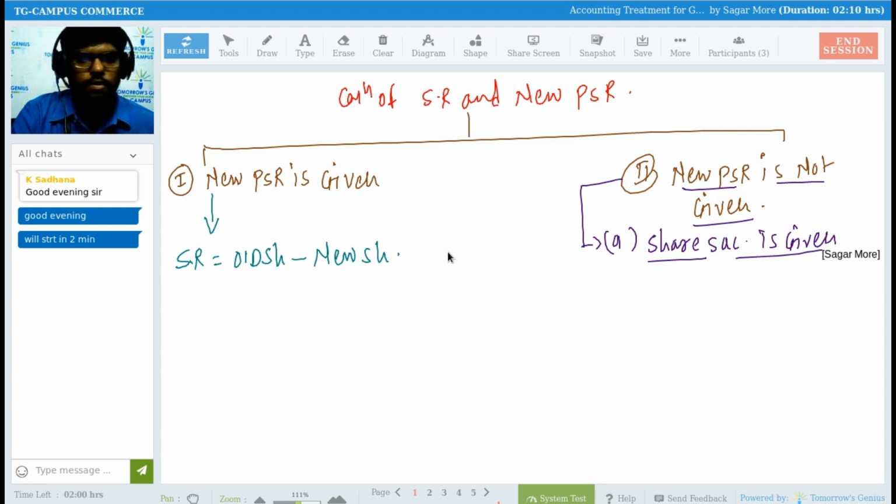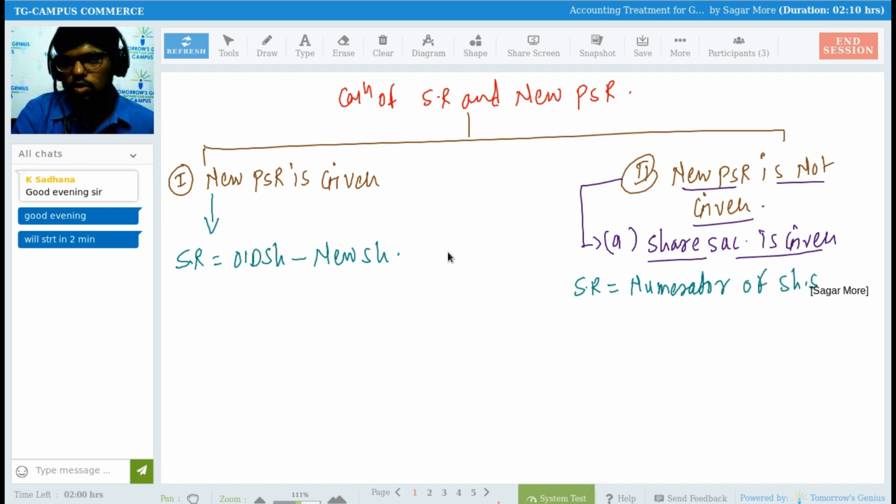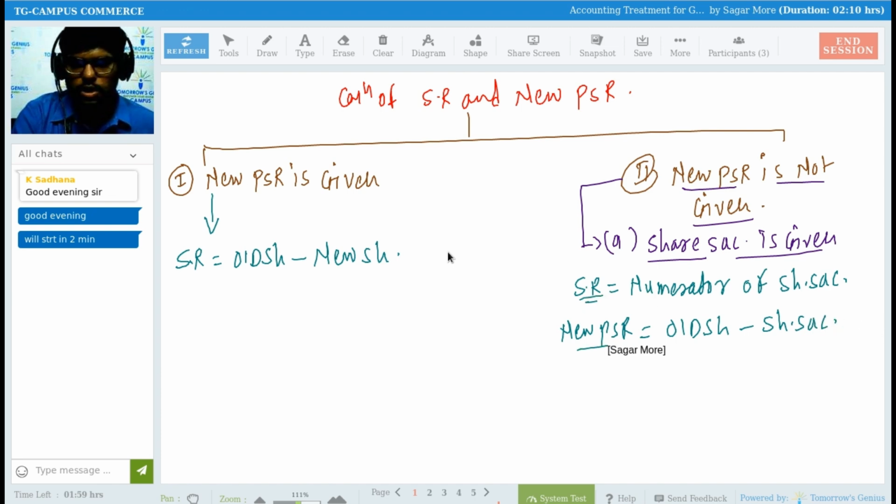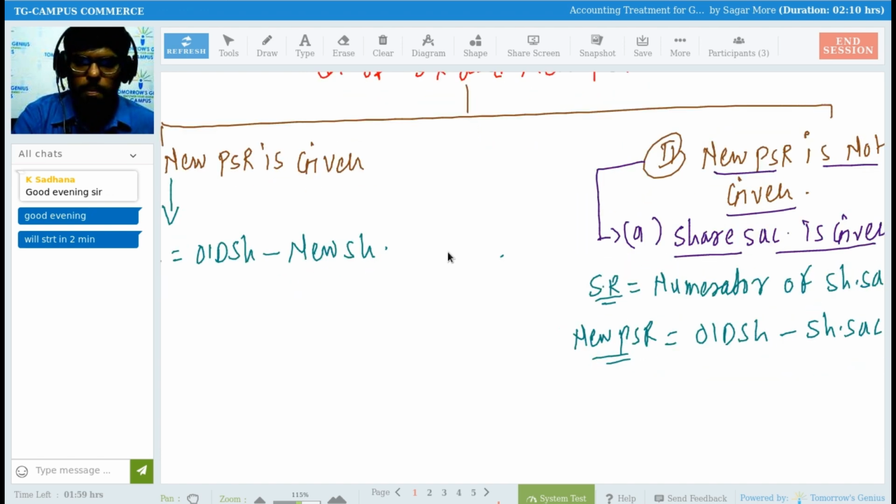If share sacrifice is given and you are about to calculate the sacrifice ratio, then the sacrifice ratio is equal to the numerator of share sacrifice, right? And how to calculate new PSR? New PSR is equal to old share minus share sacrifice. Simple. So these two things we have to apply, right? Sadhna, Dhanushri, Shivarish, I'm just revising what we did so far. Are you getting this?